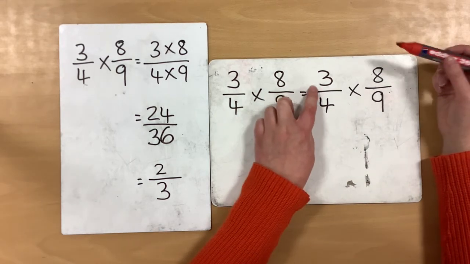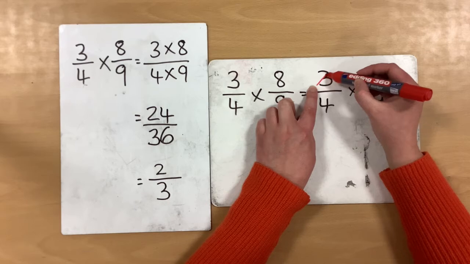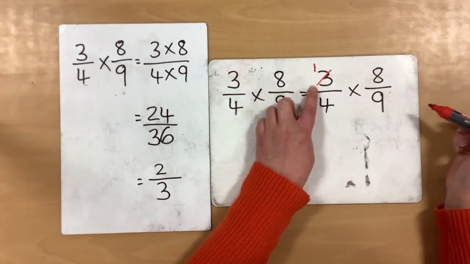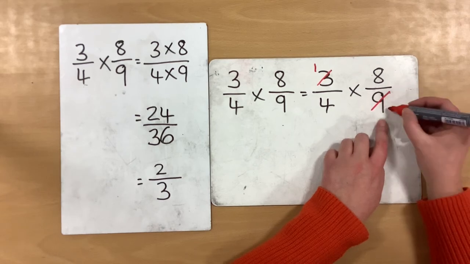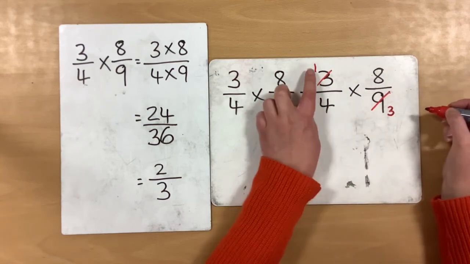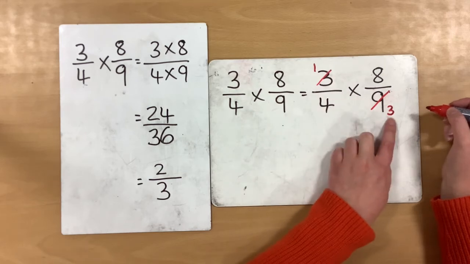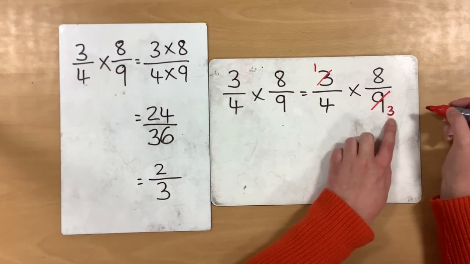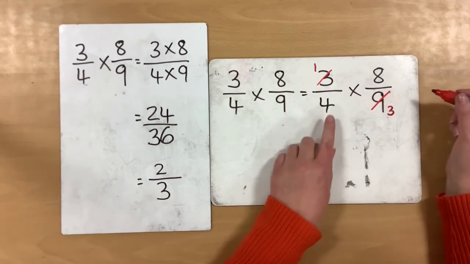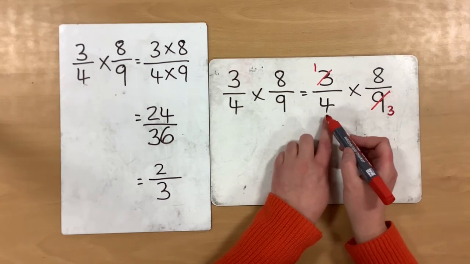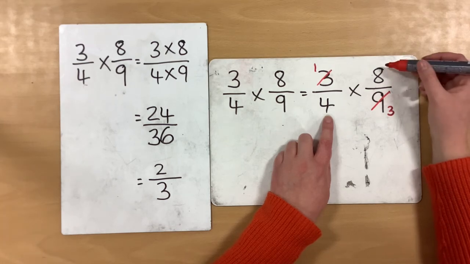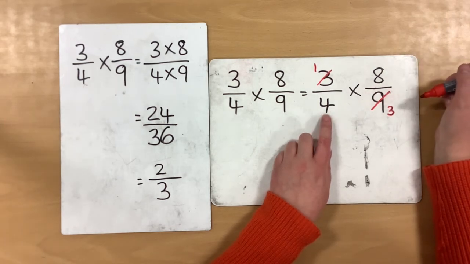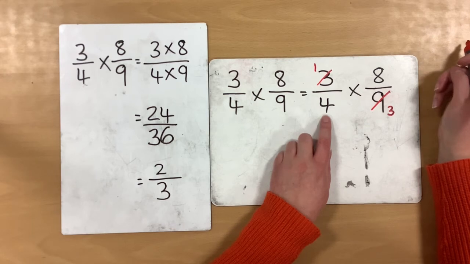Okay, so 3 divided by 3 is 1. So I'm just going to cross this out and make it 1. And then with my denominator on my second fraction, 9 divided by 3 is 3. So now my numerator on this fraction is 1 and my denominator on this fraction is 3. Okay, now I'm going to look at my denominator on my first fraction and my numerator on my second fraction. Okay, is there a common factor for 4 and 8? Yes, there is. The common factor is 4.